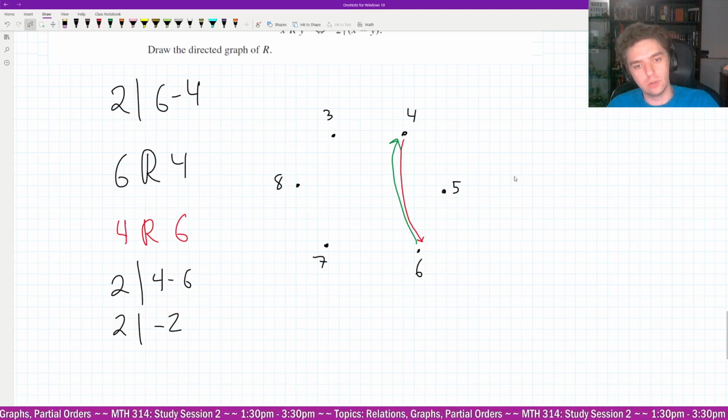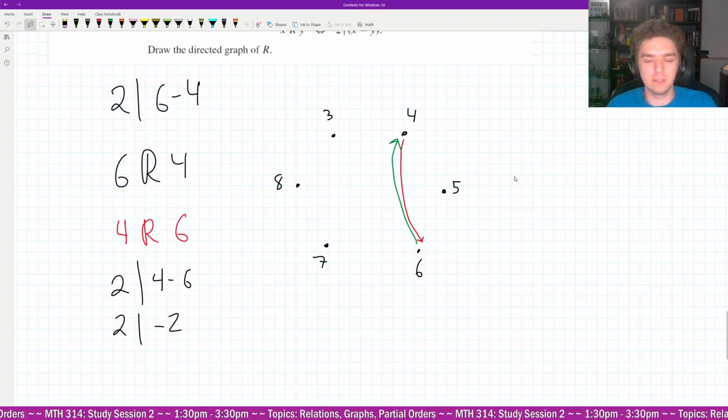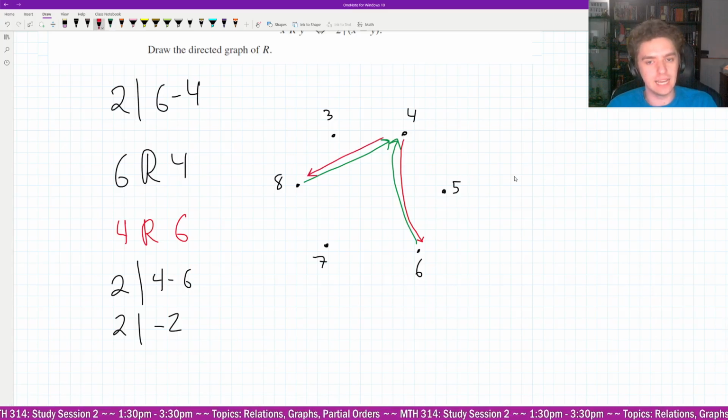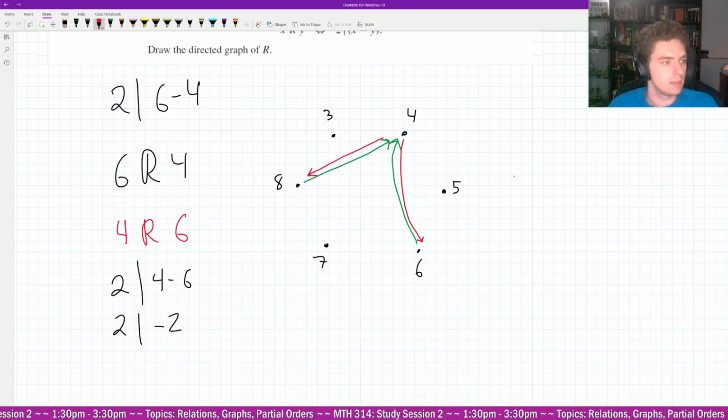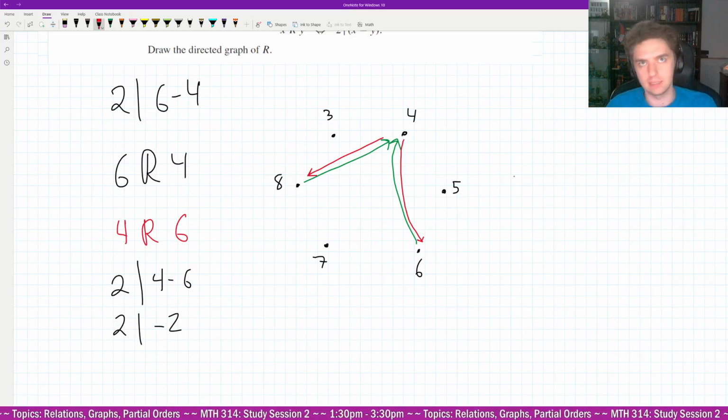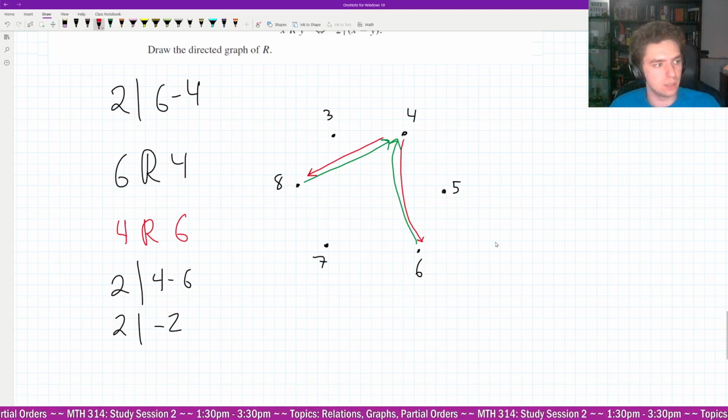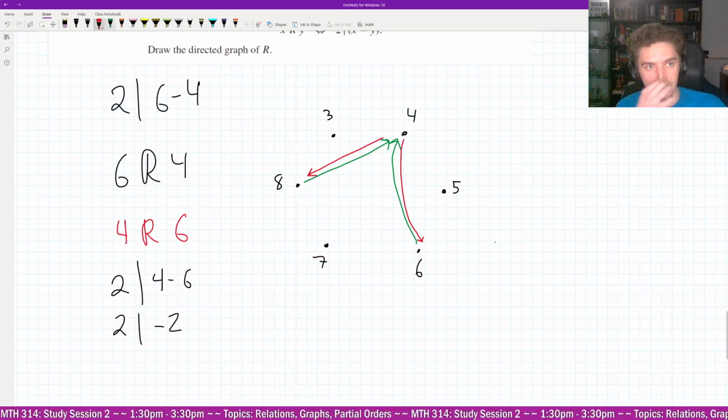Let's take another one. The difference of 4 and 8 is 4. 2 divides that, so 8 minus 4 is 4, and 2 divides that. But 4 minus 8 is negative 4, and 2 also divides that. If the difference is even, it is part of the relation. Yeah, that's what dividing by 2 means. So it's definitely symmetric.